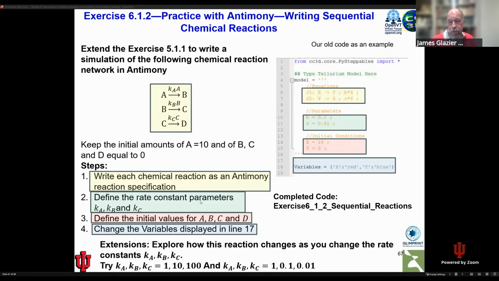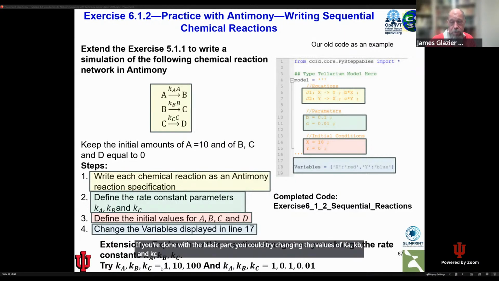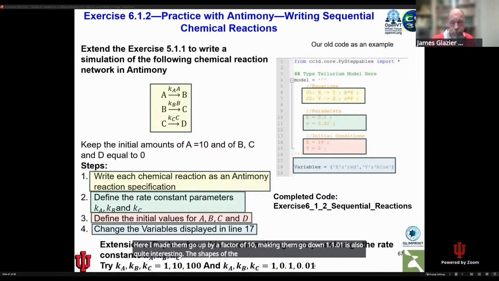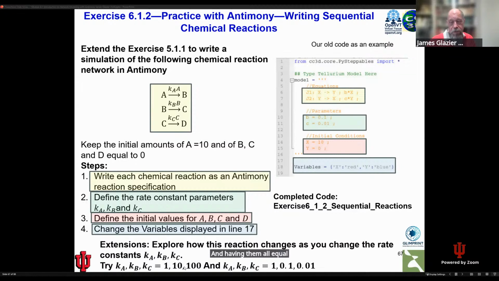If you're done with the basic part, you could try changing the values of Ka, Kb, and Kc. Here I made them go up by a factor of 10. Making them go down to 0.1 or 0.01 is also quite interesting. The shapes of the curves are very different. And having them all equal, K, Ka, Kb, Kc all equal to 1, is also quite interesting.